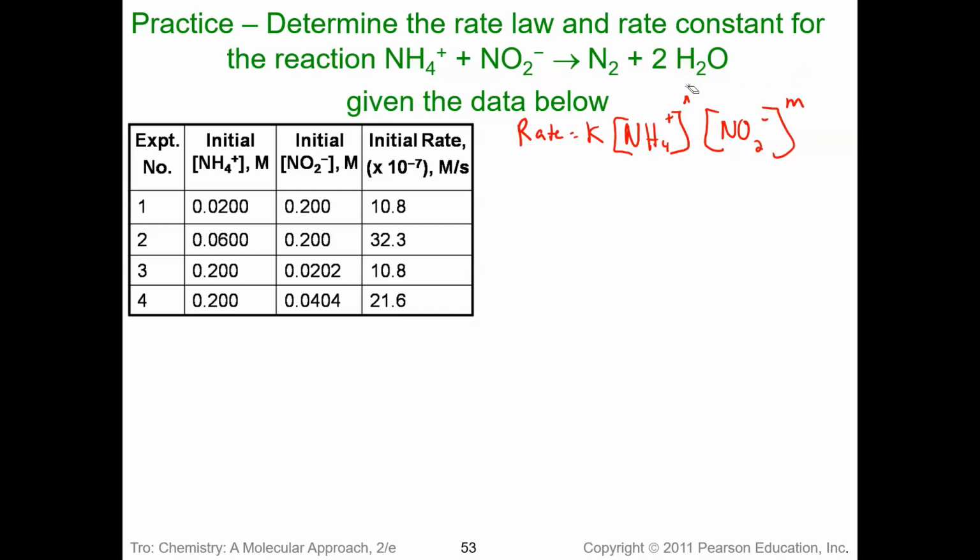First of all, for NH4, we want to look for NH4 to change but NO2 to stay the same. This is our only choice, because here they are staying the same. We want to know that any change in our rate is due to the change in this one, not that one, because we're trying to figure out the order with respect to this specific reactant. So we use this one here. What happens? This one goes up by 3, and this one also goes up by 3.